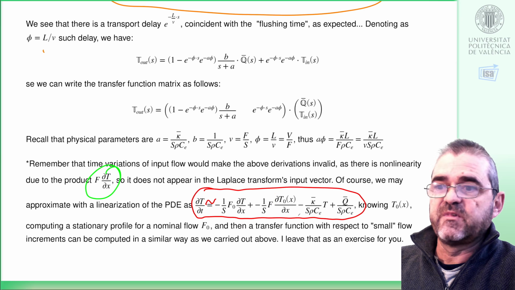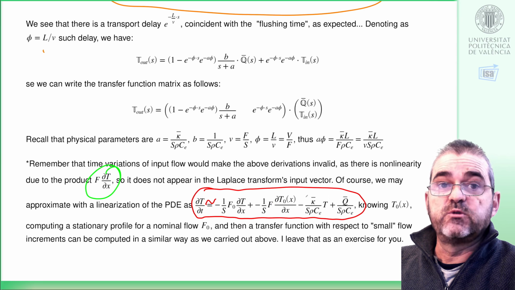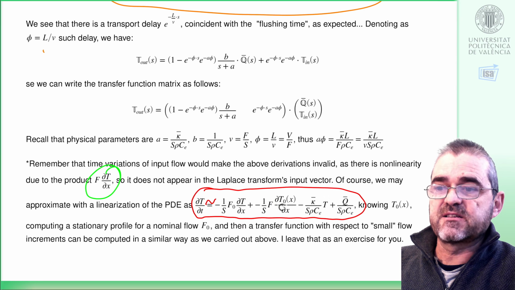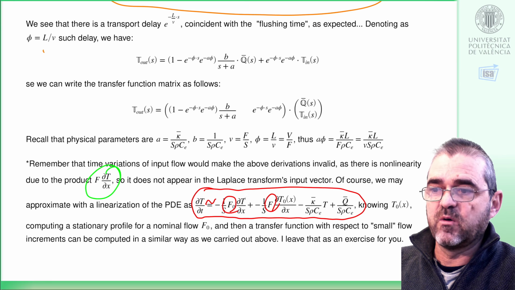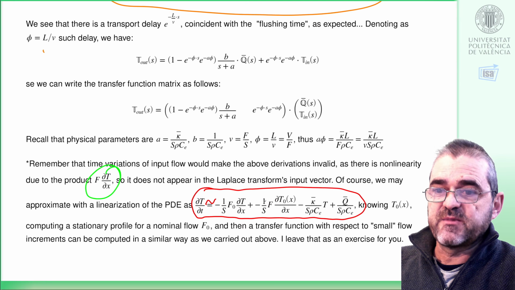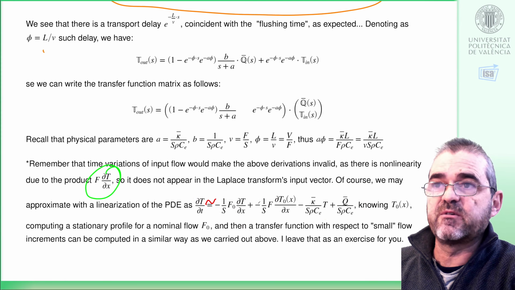So carrying out the Laplace transform method in this new equation would be needed to approximate the transients due to flow increments with respect to a given operating point of the flow. Again, this is not considered in this material for brevity. So we've finished. Let us summarize.